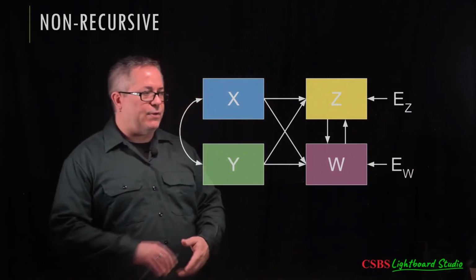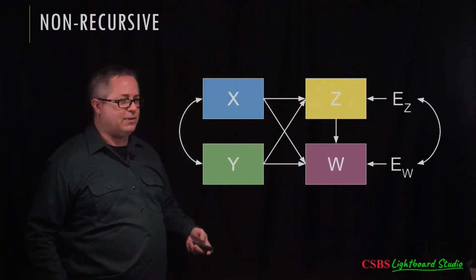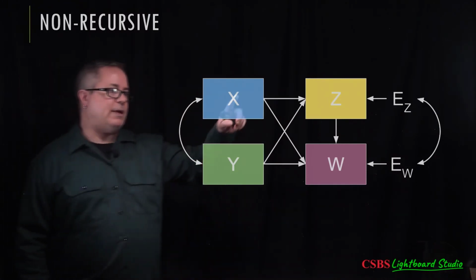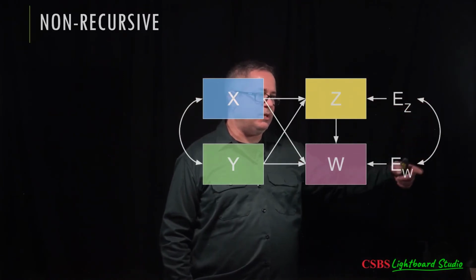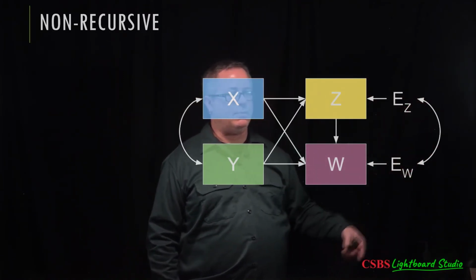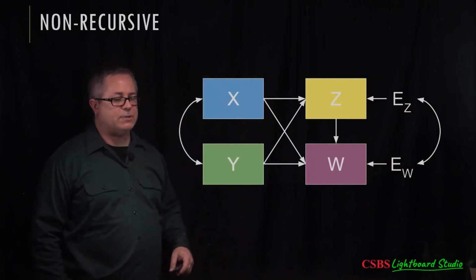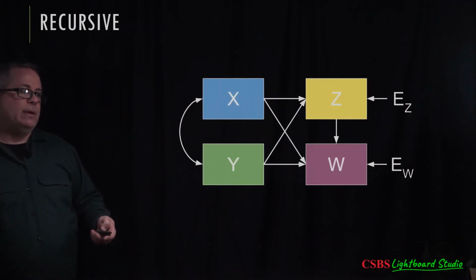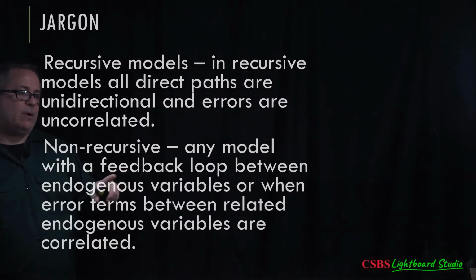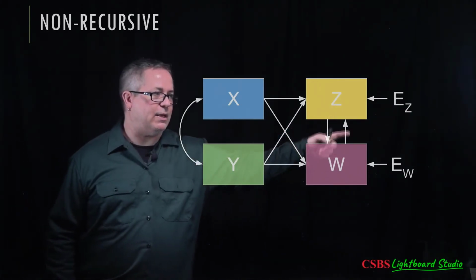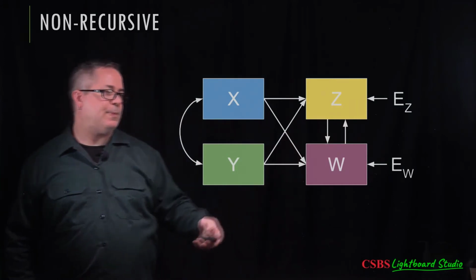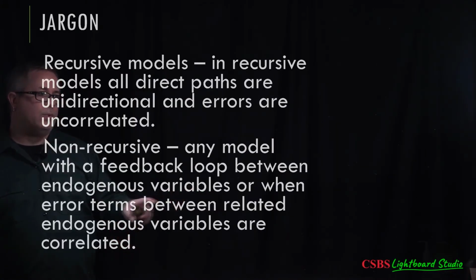Unfortunately, if I do that, this is also considered non-recursive. If you look, I have Z predicts W, and then I'm also estimating this correlation between the errors. You won't be able to estimate this model either. It's considered non-recursive. So you go back to the description. It says non-recursive: any model with a feedback loop between endogenous variables. That's this, so we can't do that. That's what makes it non-recursive. Or when error terms between related endogenous variables are correlated.